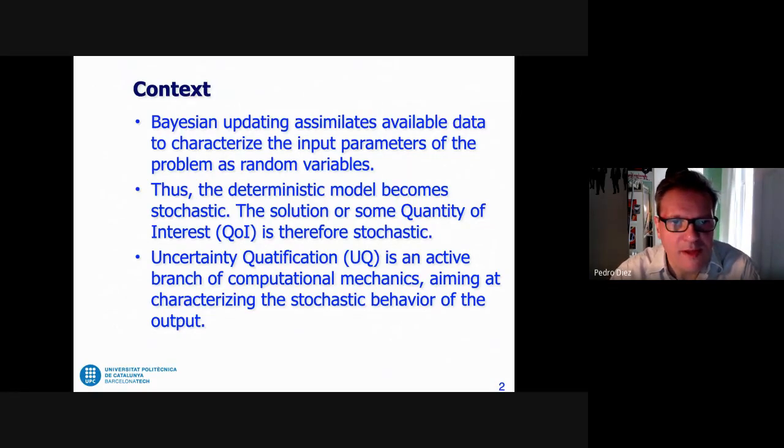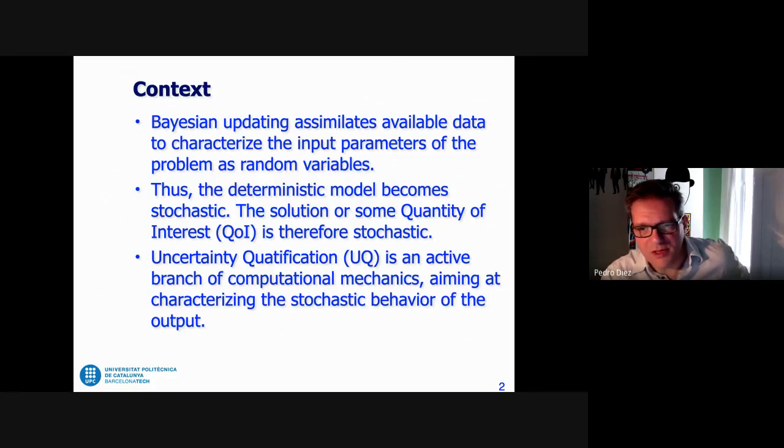Recall that we have seen that Bayesian updating was used in order to characterize, using available data, the parametric input of some problem as a random variable. Then these parameters can be used as input of a new model that provides a solution and some quantities of interest of this solution, which are stochastic. What we are going to deal with in this lecture, uncertainty quantification, aims at characterizing the stochastic behavior of this output.